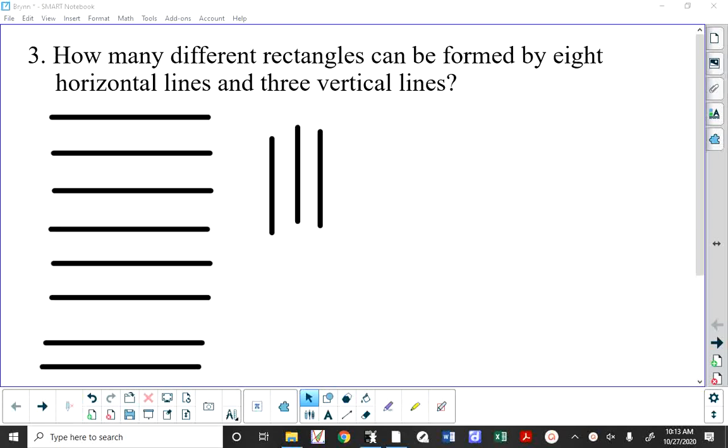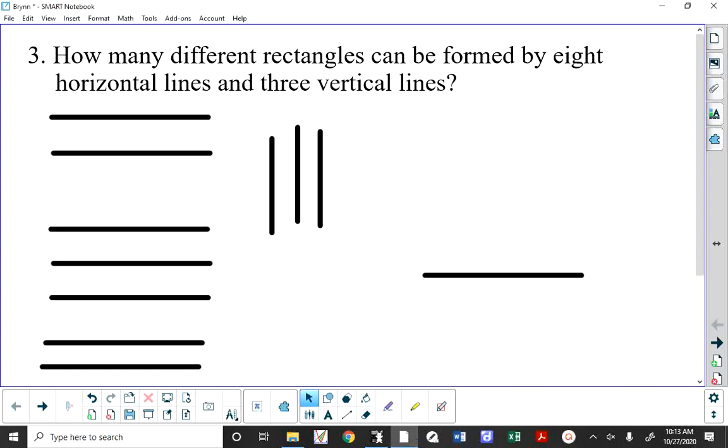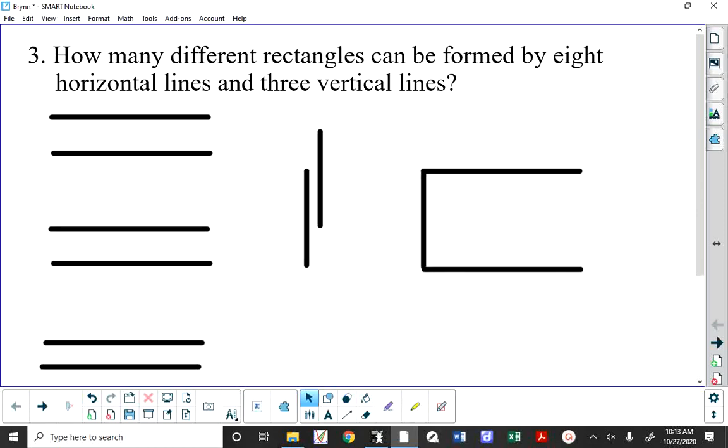The key idea here is that a rectangle is a 4-sided figure where the opposite sides are equal in length. So if we're going to construct a rectangle by arranging these pieces, then I need to pick 2 of these horizontal lines and I need to pick 2 of the vertical lines. And once I've picked those lines, I get a particular rectangle.